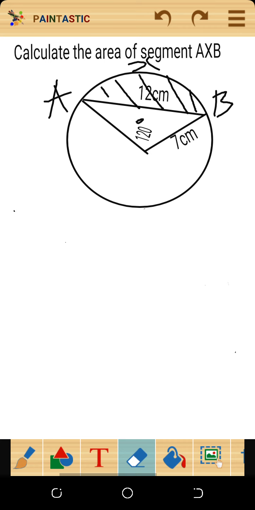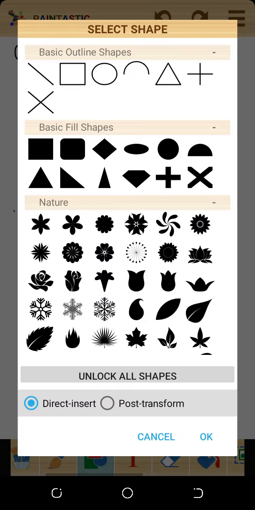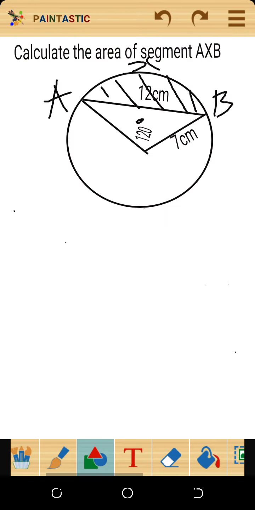So to calculate the area of the triangle, you use the formula area is equals to half BH. And if I look at this triangle, I've only been given the breadth and the hypotenuse, have not been given the height. So I can just do this.